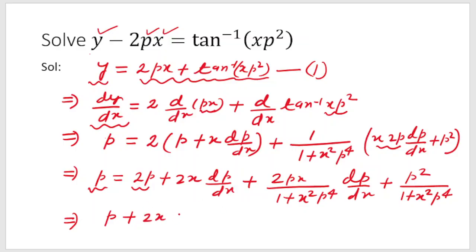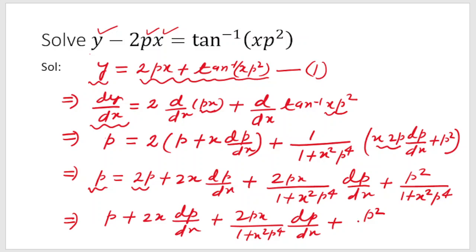So I will get 2x dp by dx plus 2px by 1 plus x square p to the power 4 dp by dx, plus p square by 1 plus x square p to the power 4 is equal to 0. Right. Now before I move to the next page, I just want to show you something. What I want to show you is that I have to factorize this.